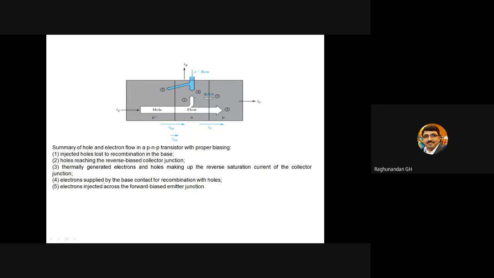Okay. Fine, but why is it called proper biasing? Why do we use this word proper?